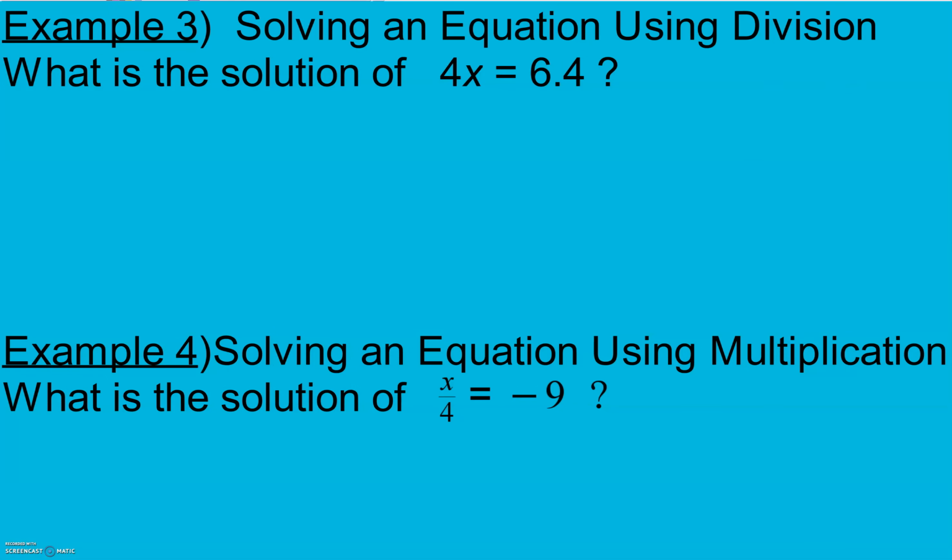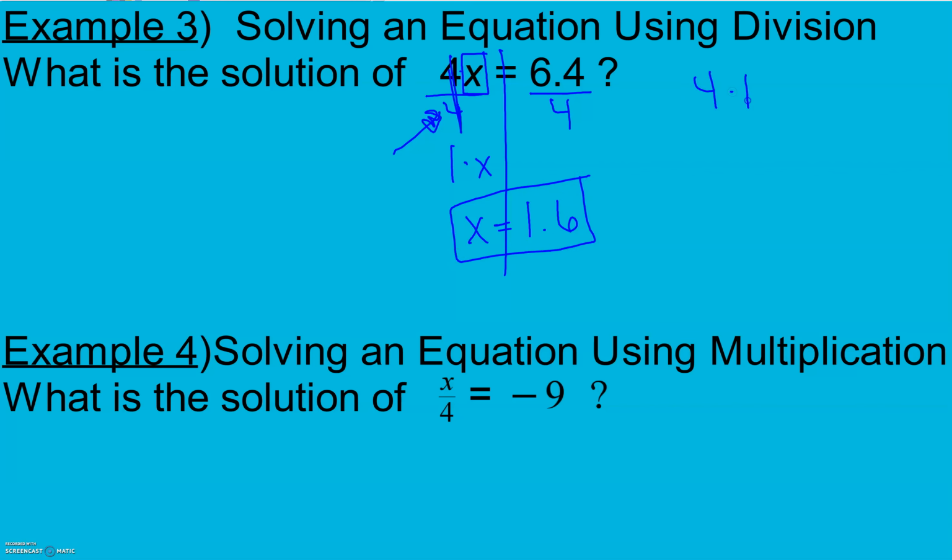Here, we want to know what's the solution of 4x equals 6.4. Well, x is being multiplied right now, so to get that back to be a coefficient of 1, we have to divide by 4. Remember, anything times its reciprocal or anything divided by itself gives me just 1. So right now I have 1 times x, which is just x. And whatever I do to one side, I have got to do to both. So when I divide there, I get 1.6. If I plug it in to check, 4 times 1.6, does it equal 6.4? And here it does. So we are good.